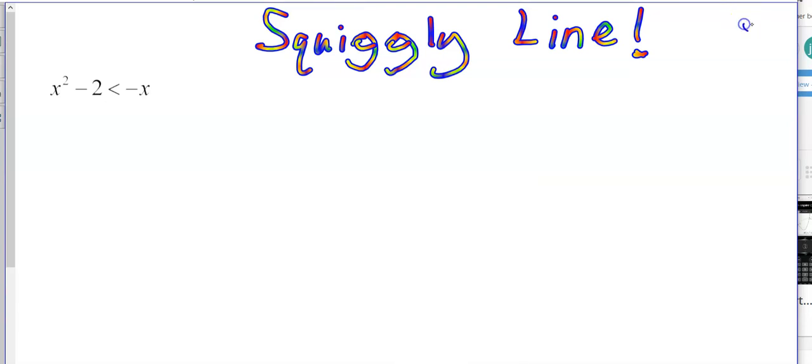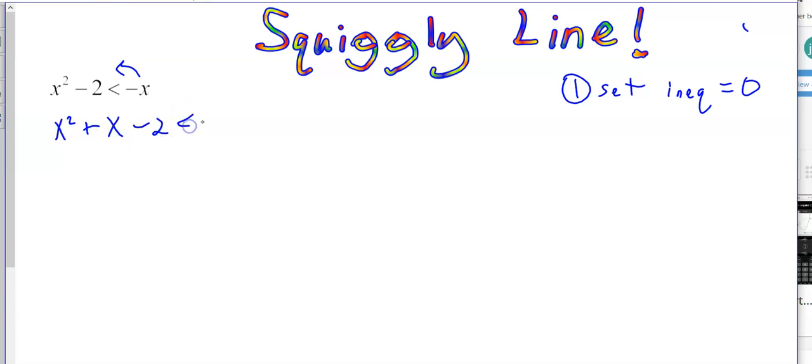And so these are the basic steps you're going to have to do if it's a nonlinear inequality. Hopefully you can look at this one and right away see x squared and go, oh, this is not a linear inequality. So the first step is to set the inequality equal to 0. So I'm going to subtract or add x to both sides here. So I get x squared plus x minus 2 less than 0. So I just added x to both sides. Now I have a polynomial over there. It looks like a quadratic.